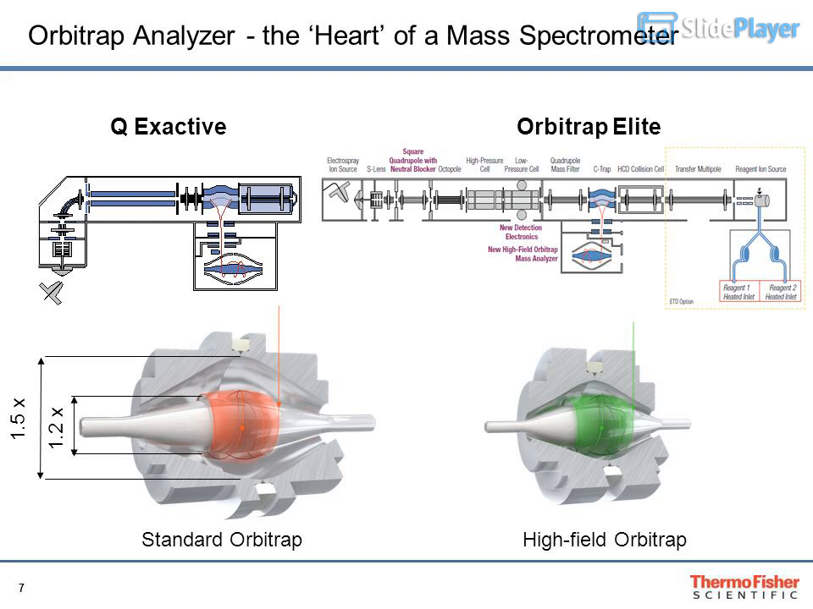The Orbitrap Elite is now the first instrument that uses the new high-field Orbitrap Analyzer. The high-field Orbitrap is actually smaller in size compared to the standard Orbitrap. The outer electrode diameter shrank by a factor of 1.5, whereas the diameter of the central electrode only shrank by a factor of 1.2, making the central electrode relatively thicker.